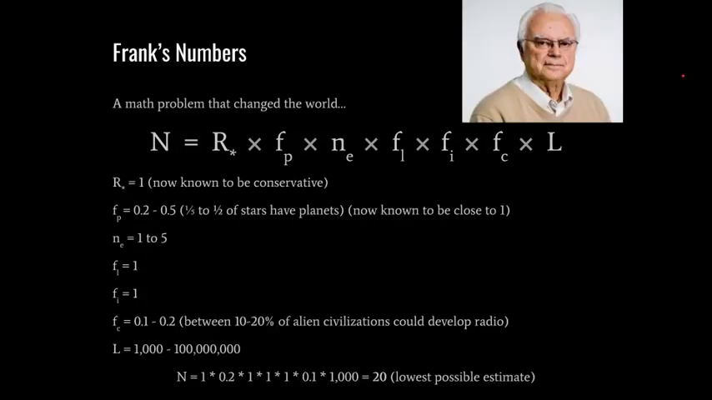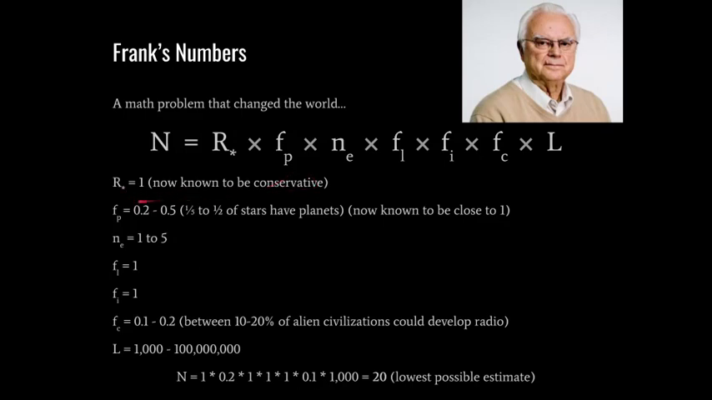Okay. Let's get into Frank's numbers. Frank not only made the equation, but he also did some research on what he thought each one of these numbers ought to be. Okay, so for the first one, our star, R, is about equal to one, meaning that every year there is about one new star being made. About every year in our galaxy, there is the birth of one star. We now know that to be slightly low. But it can change. Some years there won't be any stars, some years there'll be two or three. But on average, every year, there's one new star being born in our Milky Way. So let's use that number.